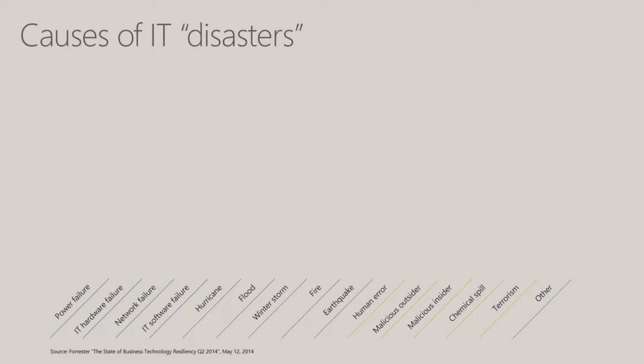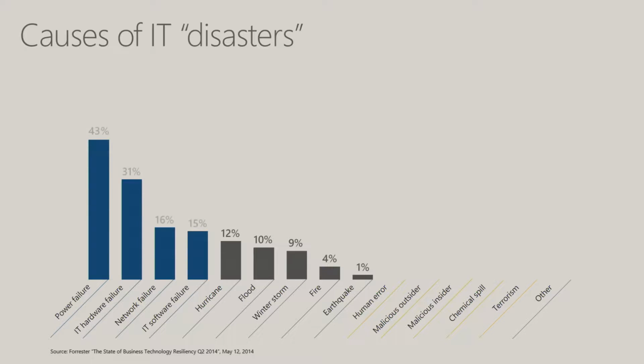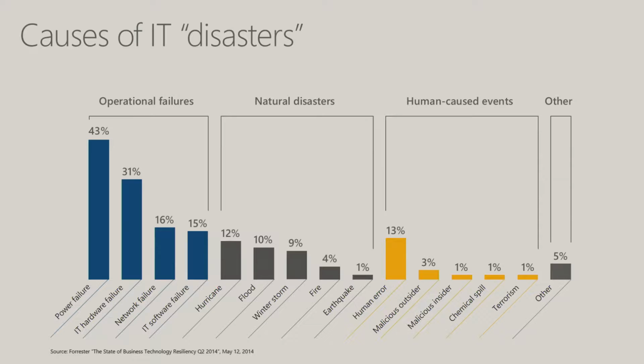Now, when we think about disaster recovery, the terms which come to our mind are hurricane, flood, storms. But thanks to Mother Nature, the majority of application downtime is not because of these reasons. Actually, there's research from Forrester which says the majority of application downtimes are caused by operational reasons, be it a power failure, a software failure, a network failure, or hardware failure. And human error is also one of the most common causes for applications to be down.